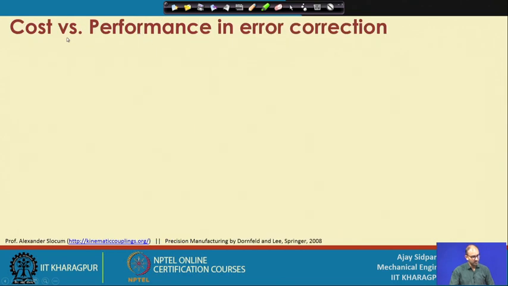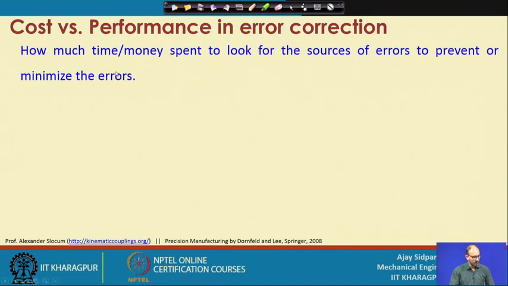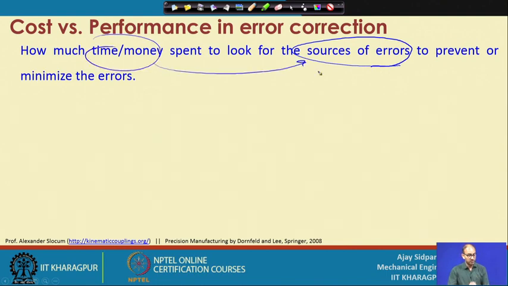Right. So, another thing is cost versus performance in the error correction. Now, we know that we end up with error, and anyhow you have to remove those errors, but first we have to see what things you have to do to correct this error, and how much cost and time you have to spend for reducing or correcting those errors. So, what is important? How much time or money is spent to look for the source of the error, to prevent or minimize it. Here you have to spend in two different ways. First, suppose there is an error, you have to find the source of that error. So, you have to spend some time and money just for looking at the source.